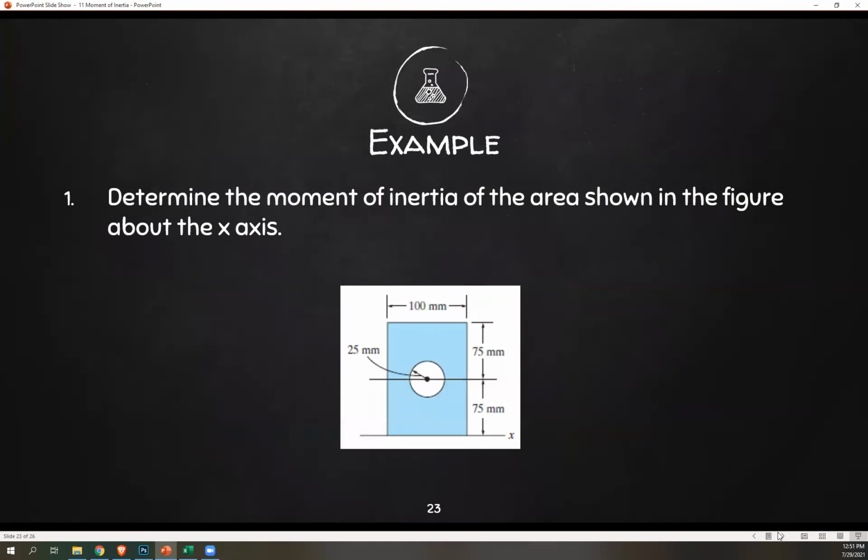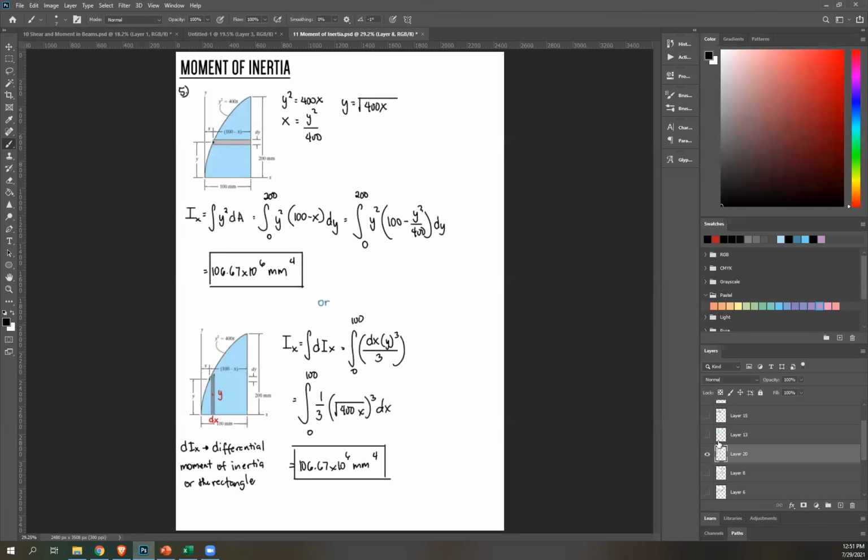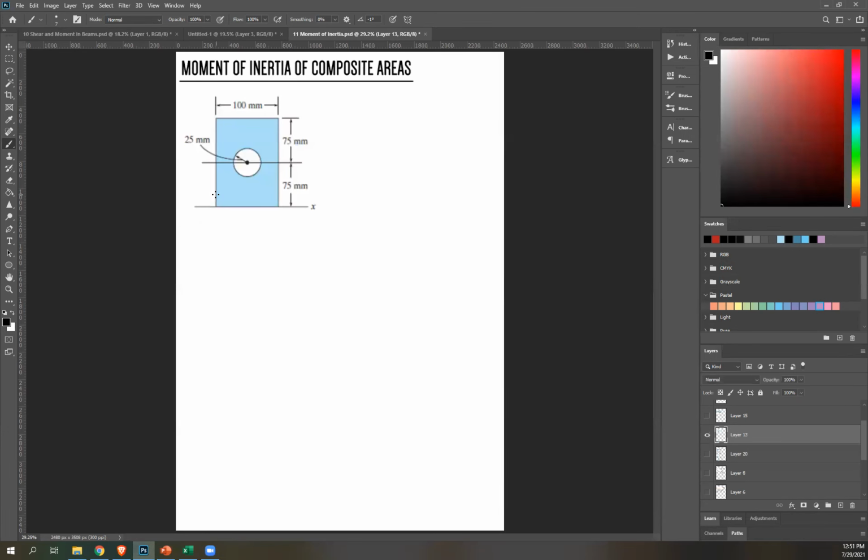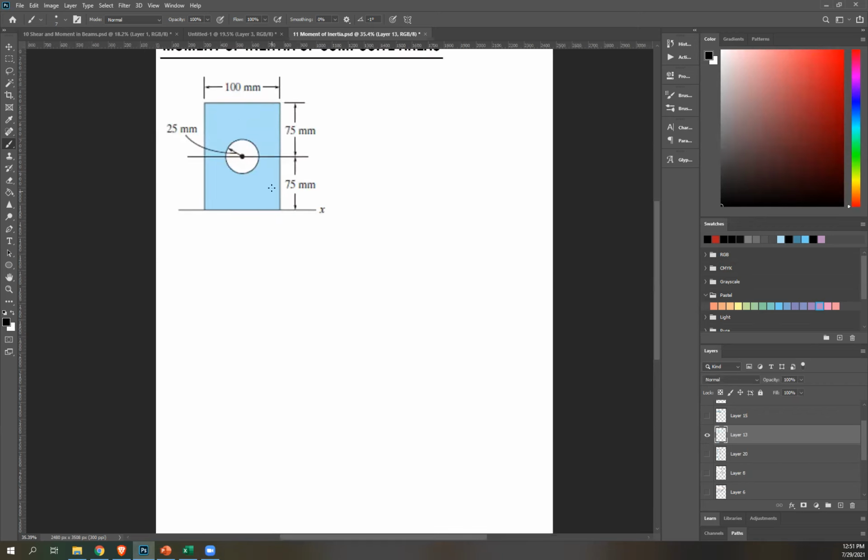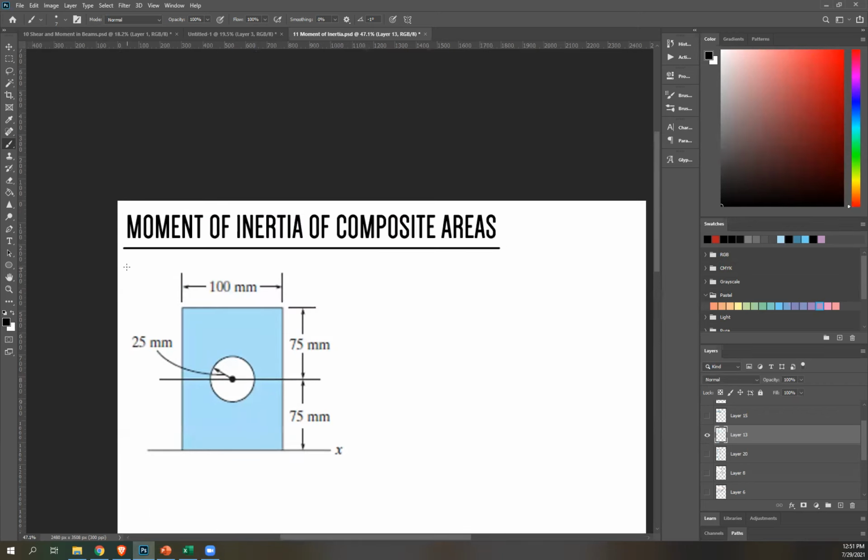Okay, so let's have a few examples. Let's start with number 1. Determine the moment of inertia of the area shown in the figure about the x-axis. This is pretty similar to the solution earlier when we had a ring. So that's total area minus empty space. Let's do the same for this. Okay. So number one.